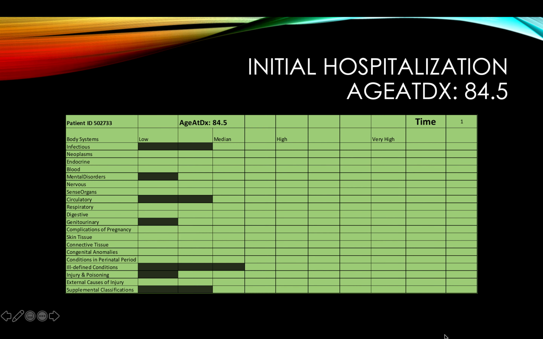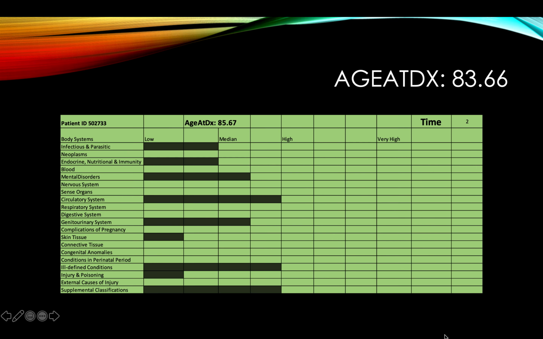Now for initial hospitalization for HIDX 84.5, we can see, for example, infectious almost at median. And the highest one at the moment is defined conditions, which is a little past median, halfway between median and high. HIDX at 83.66, we can see a progression as it starts to increase. For example, circulatory system is almost at high, defined conditions almost at high, and supplemental classification is almost at high.